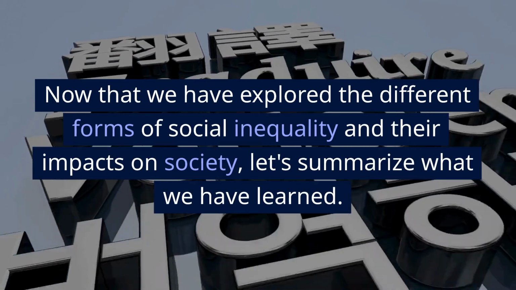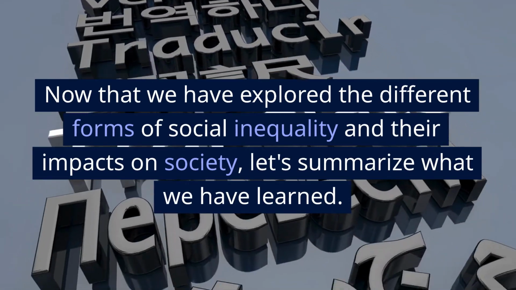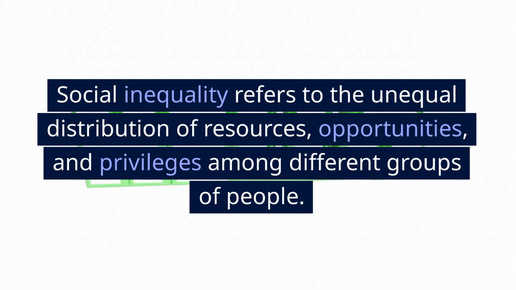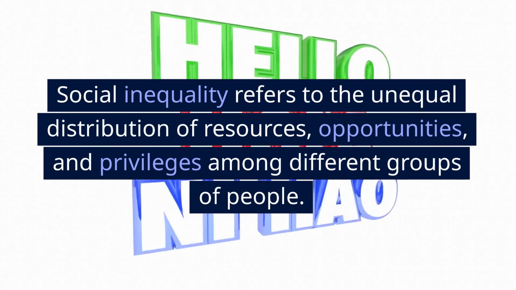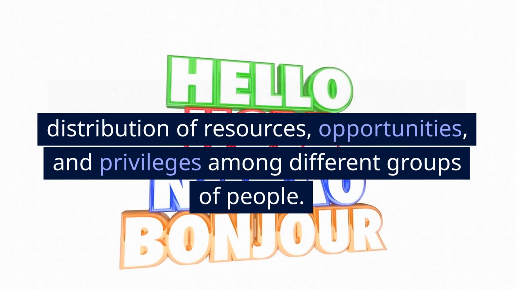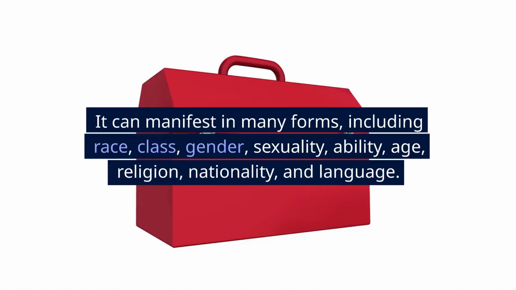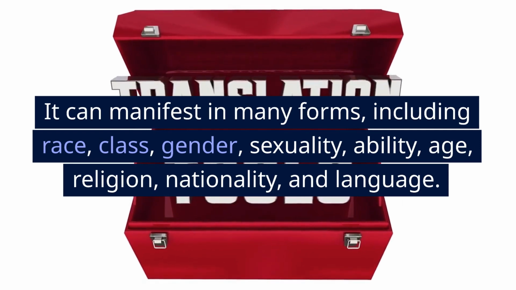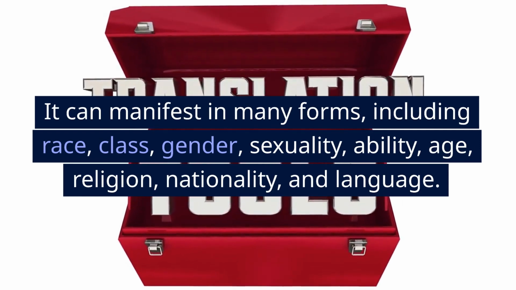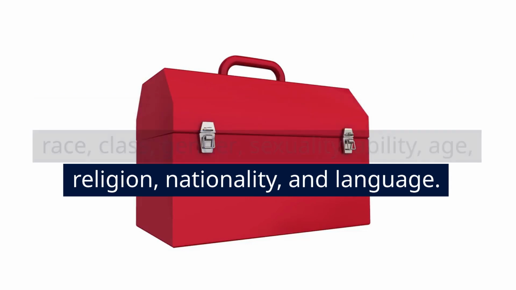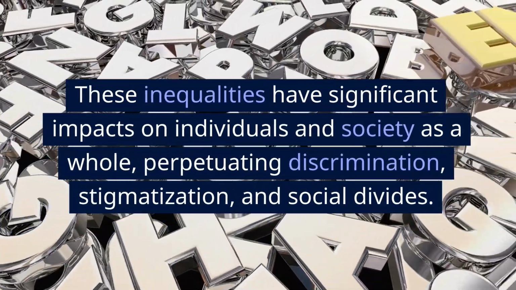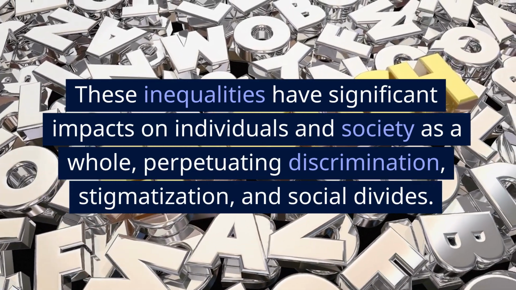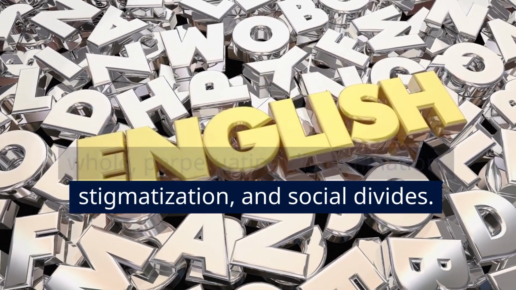Now that we have explored the different forms of social inequality and their impacts on society, let's summarize what we have learned. Social inequality refers to the unequal distribution of resources, opportunities, and privileges among different groups of people. It can manifest in many forms, including race, class, gender, sexuality, ability, age, religion, nationality, and language. These inequalities have significant impacts on individuals and society as a whole, perpetuating discrimination, stigmatization, and social divides.